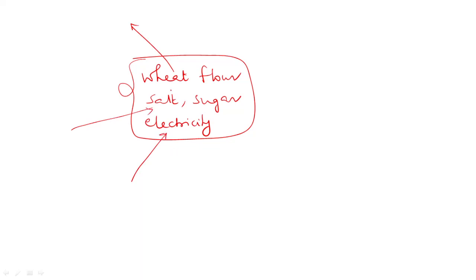So these can be final outputs. For example, you can directly go into the market and buy wheat flour. For example, let's say you are buying an Ashirwad Atta packet. So this is the final product also. You may simply buy Tata salt. You may simply buy sugar also from the market. You may directly buy electricity also and use it in your homes. So all these are also final products.